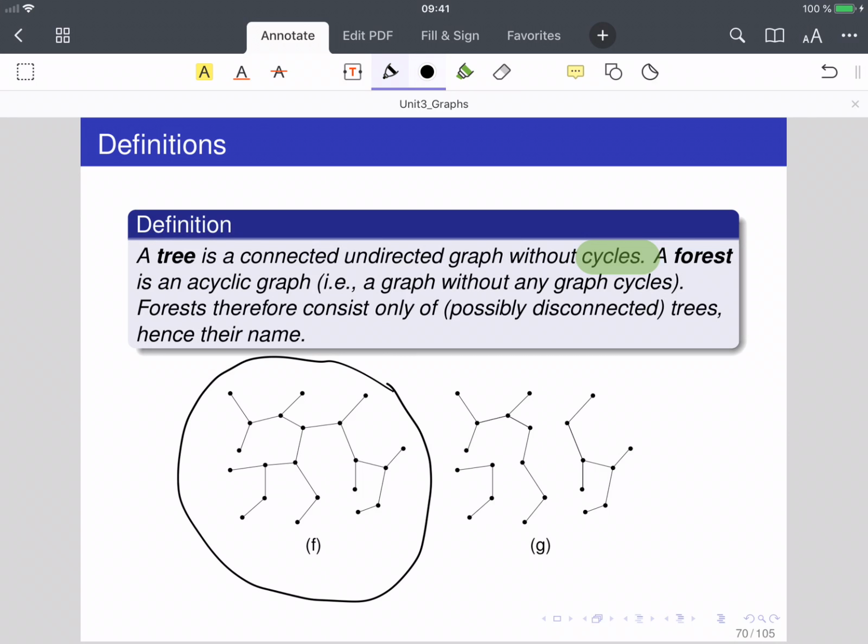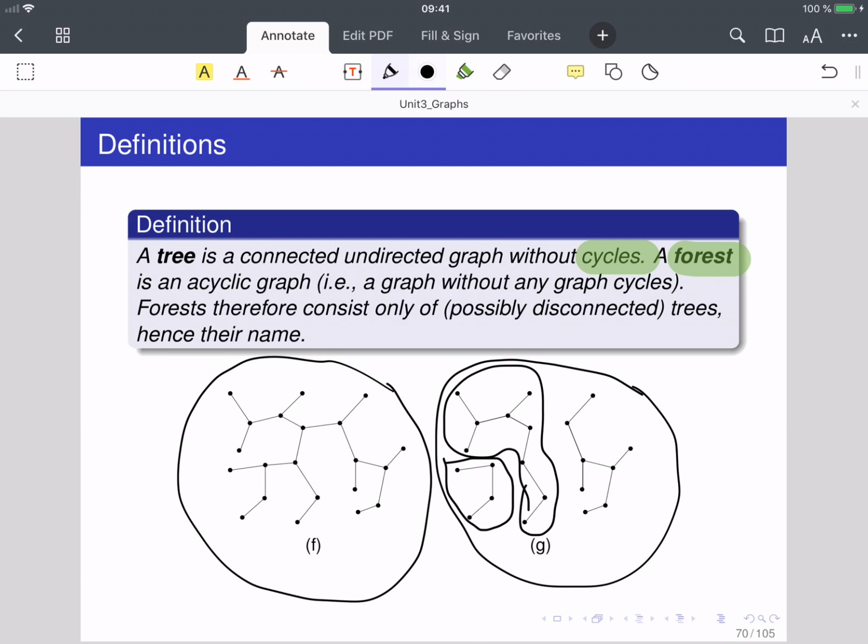We can also talk about forests. Forests are, as you can imagine, sets of trees. So for instance, here I have a graph which is not connected, but since it has no cycles, each connected component is a tree. So here I have a connected component, another connected component, and a third connected component.